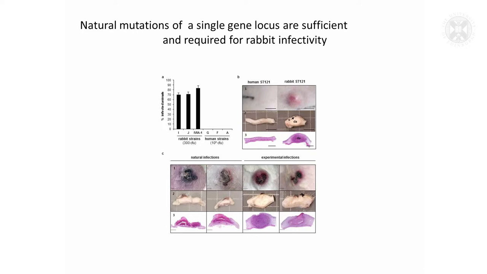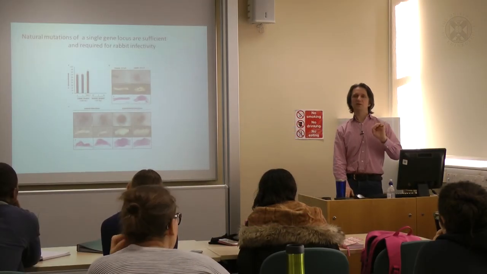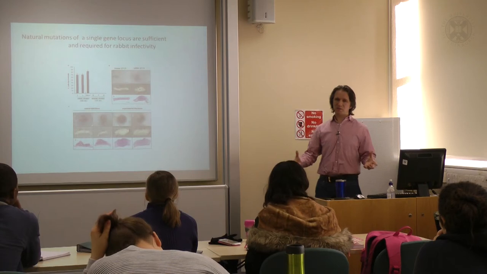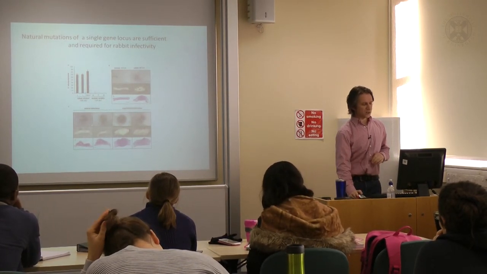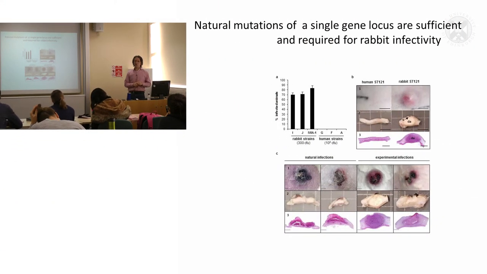Moving on to this slide, what we did was we took a rabbit strain of ST121 and a human strain of ST121, and we experimentally infected rabbits. We established skin infections, which are very similar to the natural type of skin infections that these rabbit strains cause. And we can see that only the rabbit strains can actually cause infections experimentally in these rabbits, and the human strains can't.